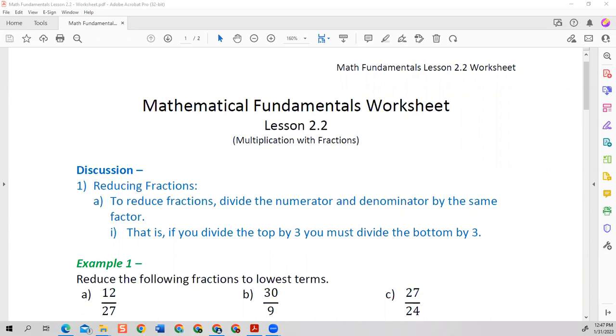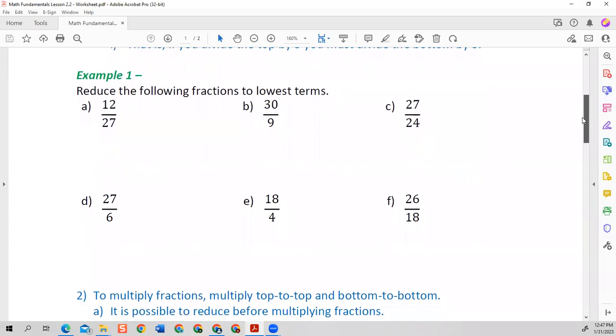Multiplication with fractions. Whenever we talk about multiplication of fractions, we always want to make sure our answers are reduced to the simplest forms. So let's talk about this.